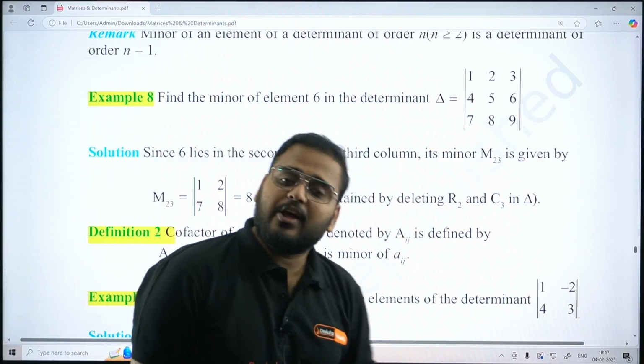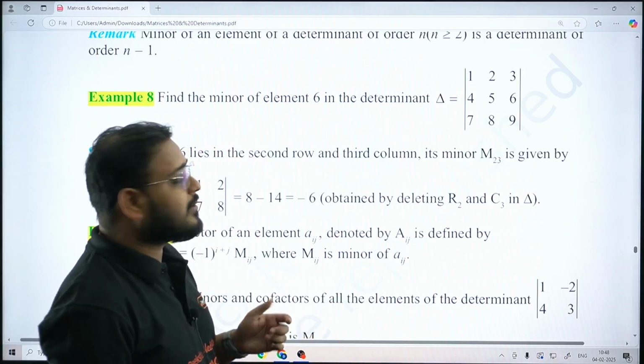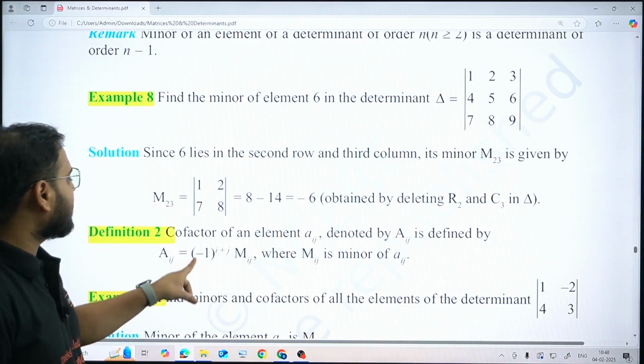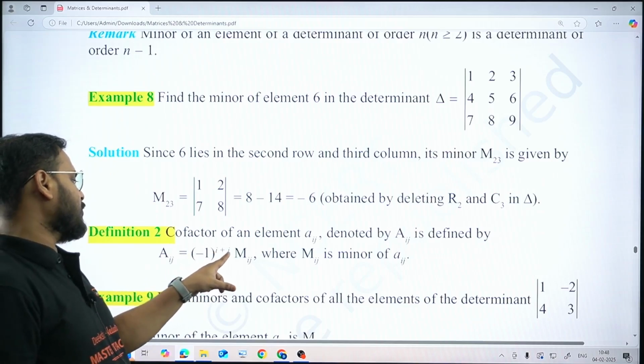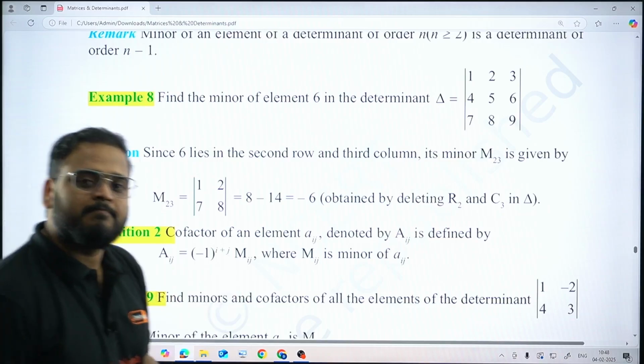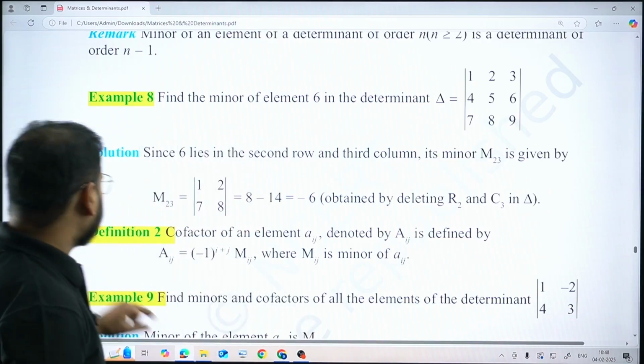Once you get A of 2, 3, check the 2 plus 3 sum, 5, odd. So change the sign. It'll become plus 6. Check here, minus 1 to the power i plus j. If it is odd, bacha, there will be a minus sign here, which will make the sign change for Mij. Getting it? Please check, go through it.